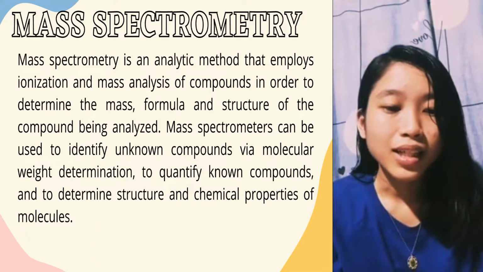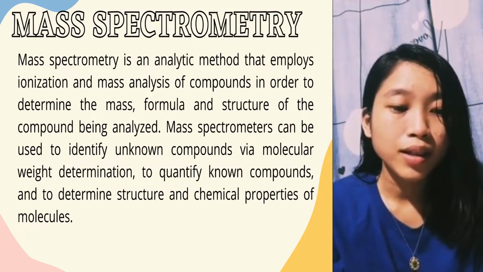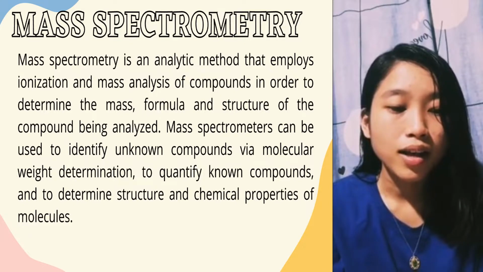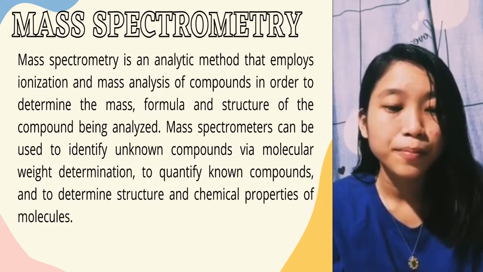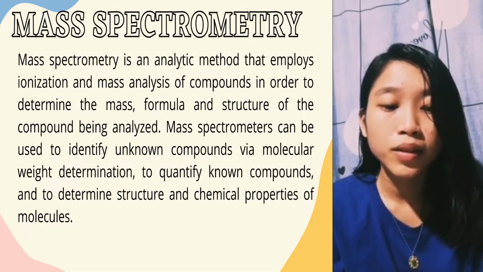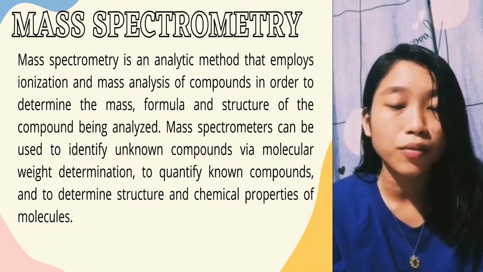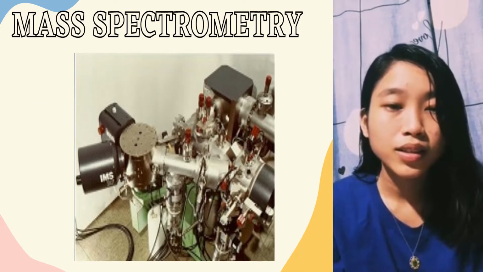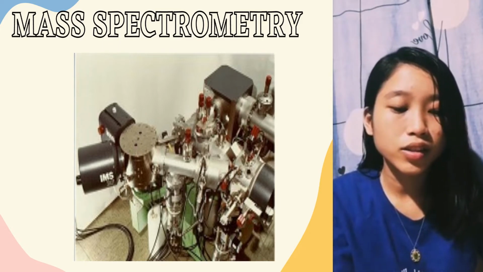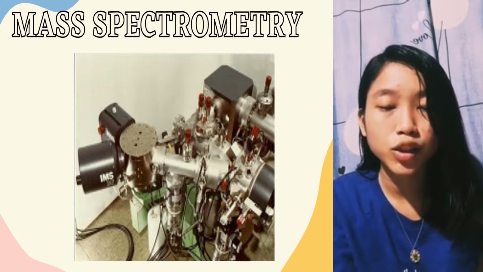Mass spectrometry is an analytic method that employs ionization and mass analysis of compounds in order to determine the mass, formula, and structure of the compound being analyzed. Mass spectrometers can be used to identify unknown compounds via molecular weight determination, to quantify known compounds, and to determine the structure and chemical properties of molecules. This image shows the mass spectrometry. There are stages of what happens in mass spectrometry.